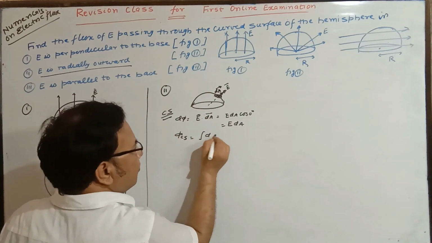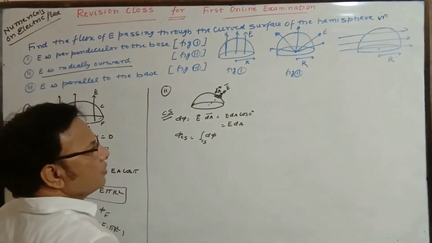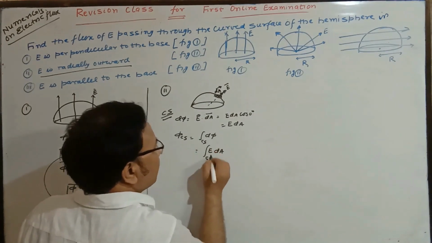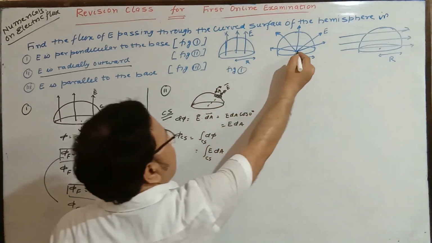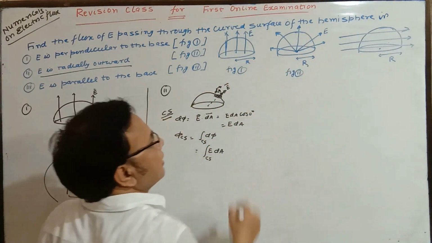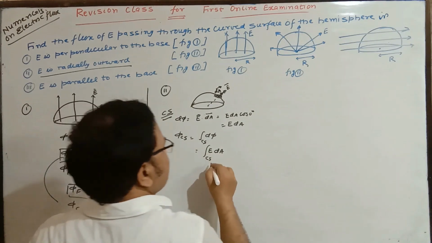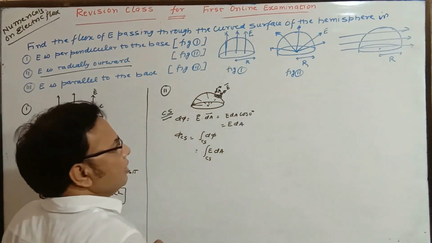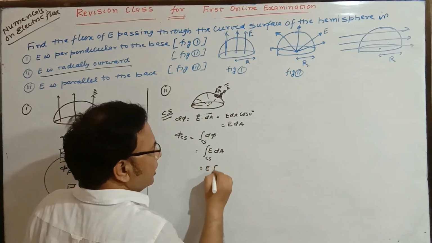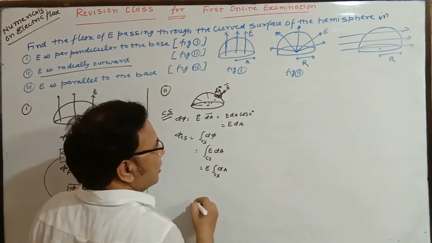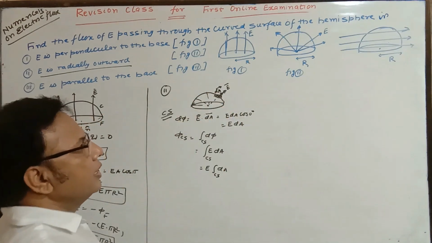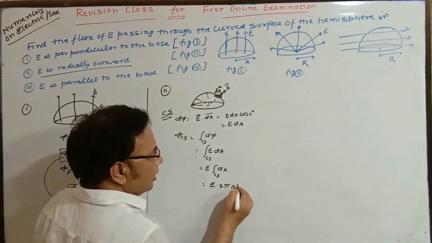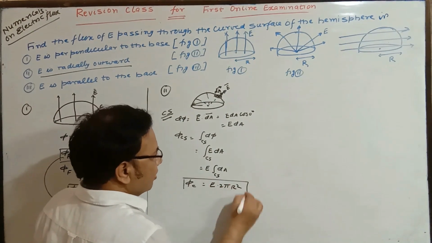That integration of dφ for the whole curved surface: you have E into dA integration for the curved surface. From this particular point, fields are coming out, so it's quite obvious that at each and every point the electric field will always be constant. So we are taking it out: E integration dA for the curved surface. What is the curved surface area of any hemisphere? That is 2πr². So this is E into 2πr², for the curved surface.